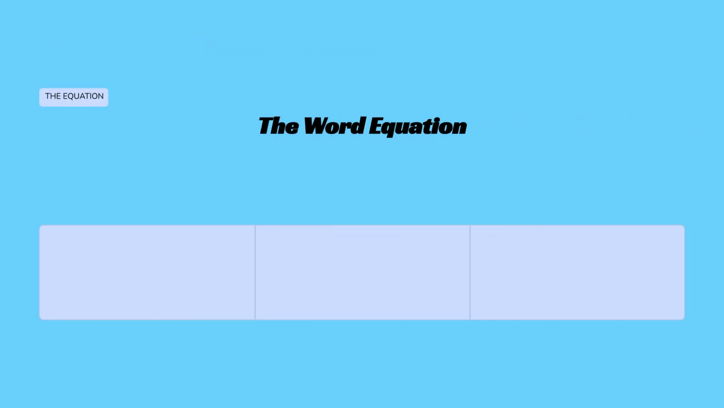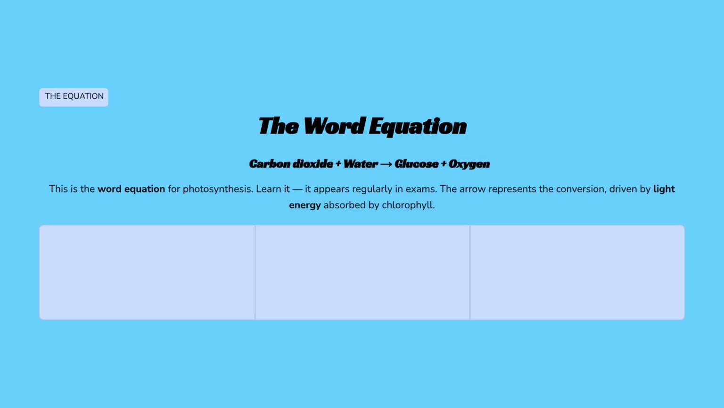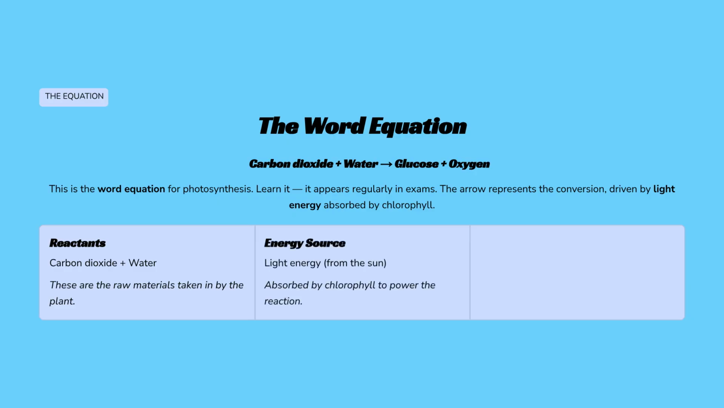The word equation for photosynthesis is carbon dioxide plus water yields glucose plus oxygen. This conversion is driven by light energy absorbed by chlorophyll. Carbon dioxide and water are the reactants. Light energy is the source, and glucose and oxygen are the products.